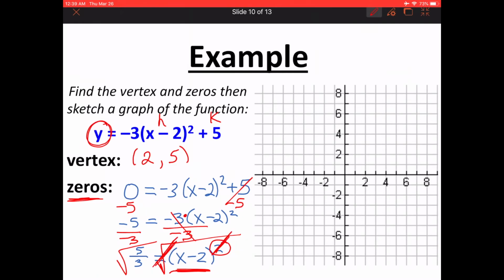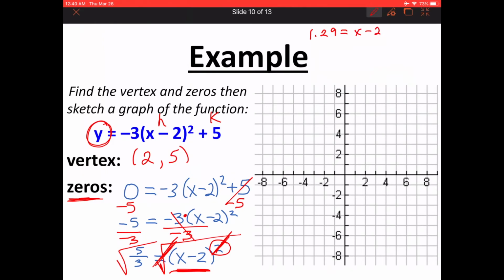Over here on the right, my square root and my square cancel out. And then I take 5/3 in my calculator, because I don't expect you to know this from memory, of course. So I'll do 5/3 and then take the square root of that, and I end up with 1.29. So 1.29 equals x minus 2.